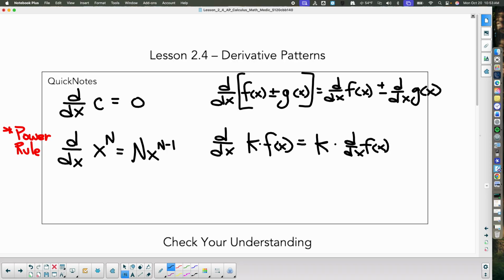So if I have 5 times x squared, I can do the derivative of x squared and then multiply the answer by 5. So if your original equation has a multiplier of 5, your derivative also has a multiplier of 5. So it will follow with it. That's kind of the big takeaway of that, because it will happen no matter how difficult the equation.